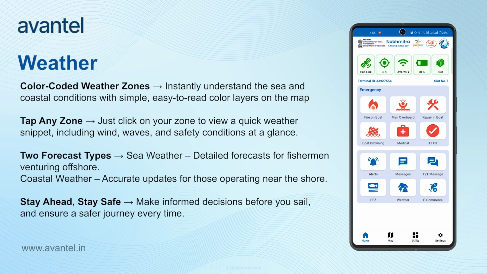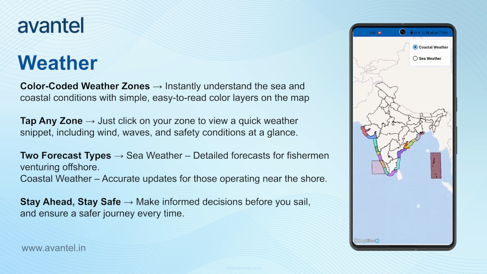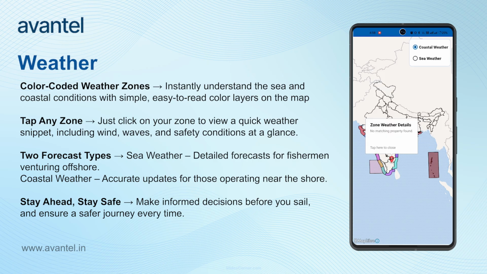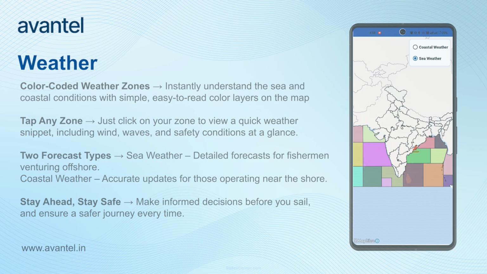The weather map displays zones in multiple colors for easy understanding. By clicking on a weather zone, you can view a snippet with detailed forecast data. The app provides two types of forecasts, sea weather and coastal weather, to ensure you have the right information whether you are offshore or near the coast.